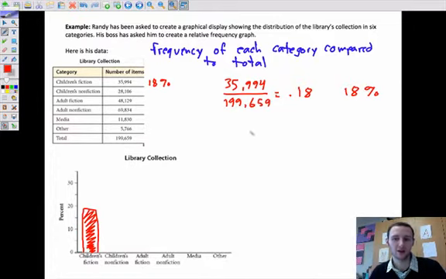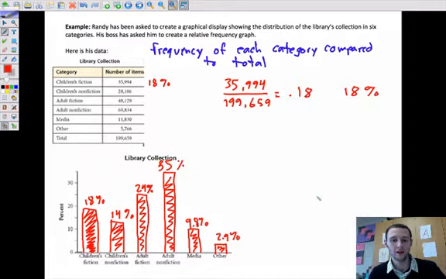Okay, so the video is just going to skip ahead because I don't think you need to see every single calculation. That's just one example of how to do the relative frequency and find the percent. So now it's just going to pause and skip ahead, and you can see the final relative frequency graph. So there is the rest of what that relative frequency table looks like.